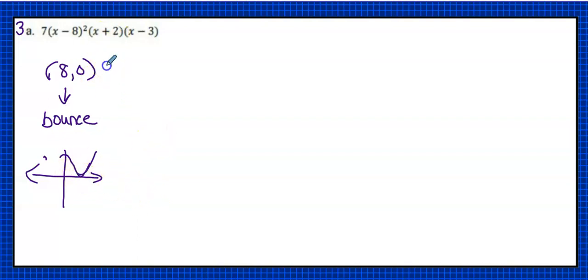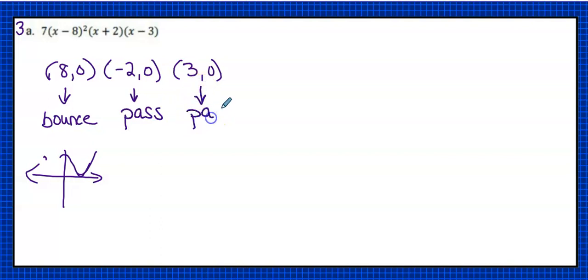At negative 2, 0, and then I've got a 3, 0. So these aren't in order, but at negative 2, 0, it would pass. And at 3, 0, it would pass. So negative 2, 0, it looks like this graph is not right. Let me see if I can draw a better picture of it.